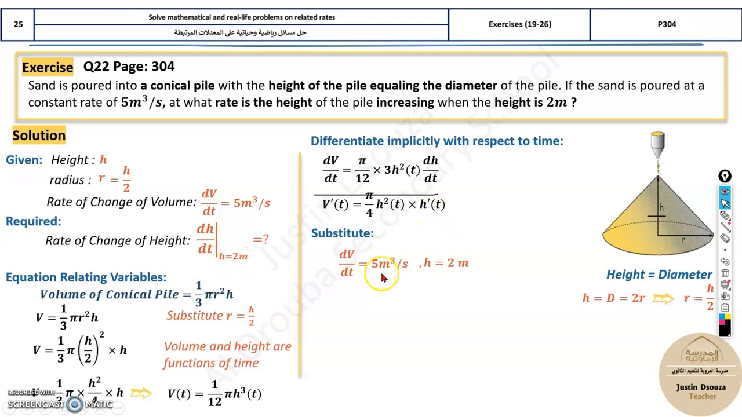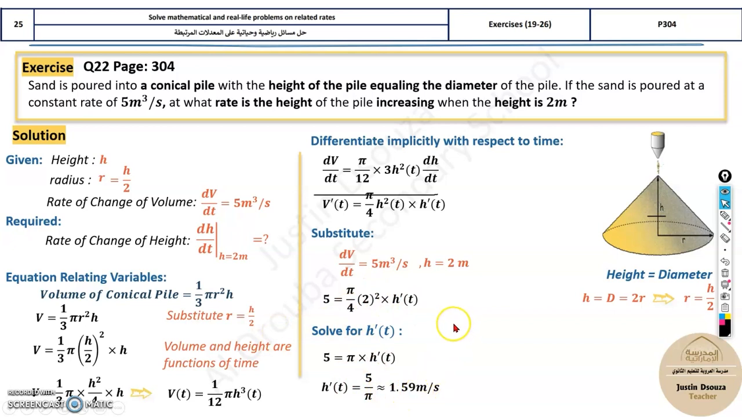At height of 2 meters. So all we need to do is pi by 4. H will be 2. So 2 squared into h dash. This h dash is what we need to solve for. Take everything to the other side. Solve it. It'll be 1.59 meters per second. So the rate, the height is increasing by 1.59 meters per second when the height is 2 meters. So this is how we can solve it.